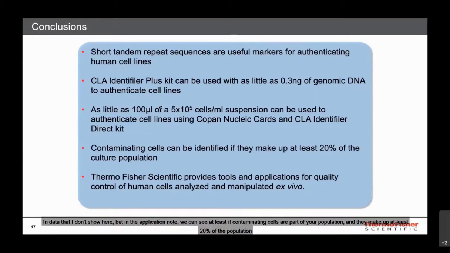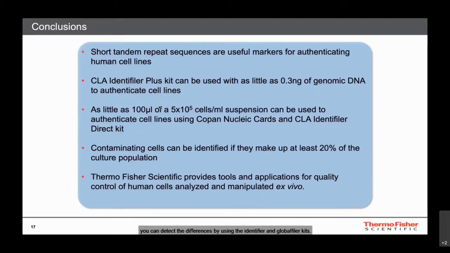In data that I don't show here, but are in the application note, we can see that if contaminating cells are part of your population and they make up at least 20% of the population, you can detect the differences by using the Identifiler and Global Filer kits. And finally, ThermoFisher Scientific provides tools and applications that allow you to QC your cells that are analyzed and manipulated in vivo. These include not only molecular fingerprinting, but karyotype analysis, oncogenic analysis, and pluripotency analysis.